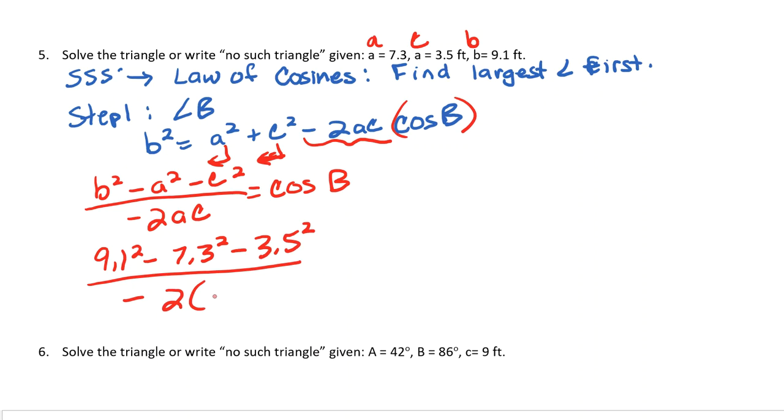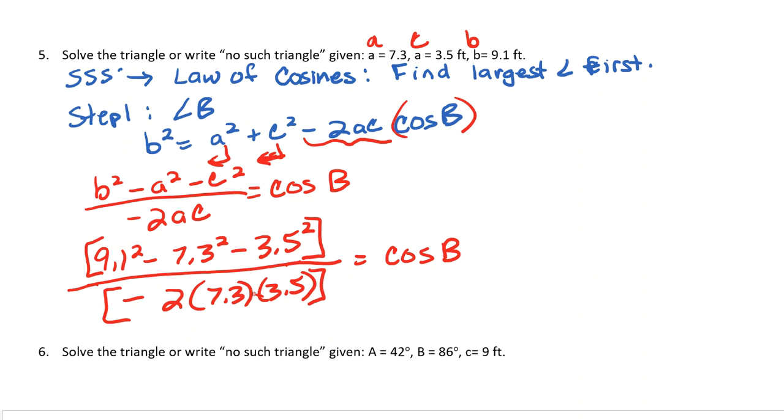All over negative 2 times a times c. So you can calculate this, and remember order of operations: put your numerator in parentheses in your calculator and your denominator in parentheses. You don't have square brackets, so put them in parentheses. And the same thing would be true if you get a number that is bigger than 1. That wouldn't work, but it is okay for this cosine to be negative if it turns out to be an obtuse angle. So once you compute the left-hand side, if it works, then you're going to do the inverse cosine. So you can pause and calculate this one.